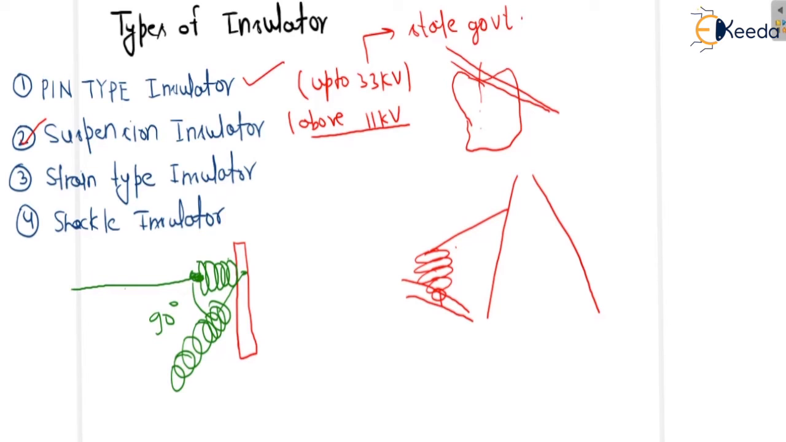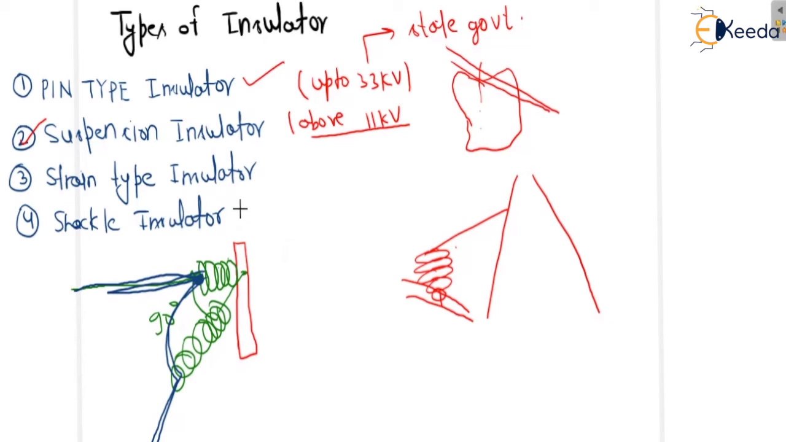This conductor will come like this, and pass like this. So the blue colored conductor comes like this and goes like this, and there would be an insulator that provides mechanical strength as well as insulation from this tower. So this is basically strain type insulator.